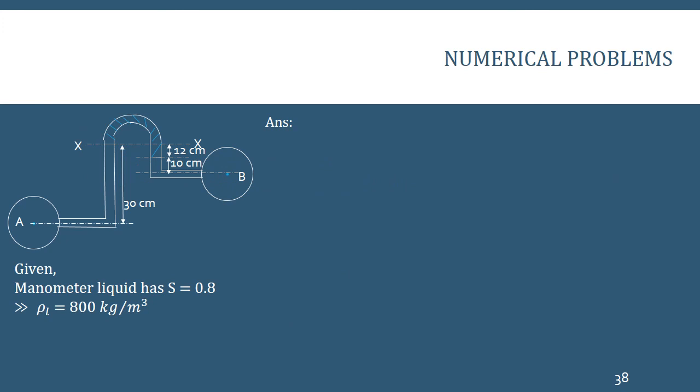So this is the diagram of the inverted differential manometer. This is the line XX. I've taken the XX at the upper interface, and the manometer liquid has S equal to 0.8, so the density here is 800 kilogram per meter cube. So now the pressure at XX, we are going to find out in the right limb and the left limb.